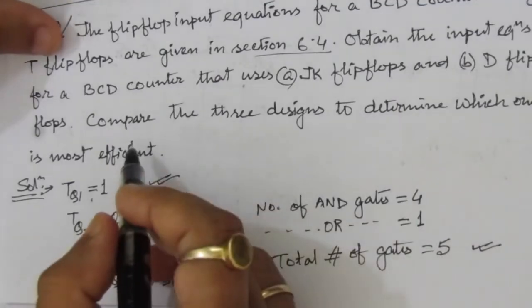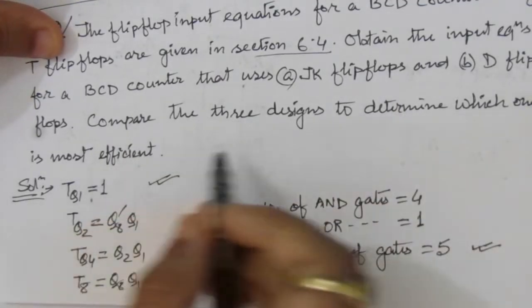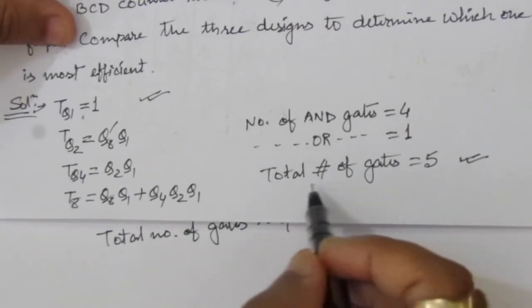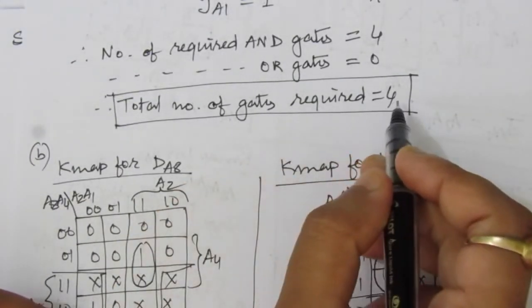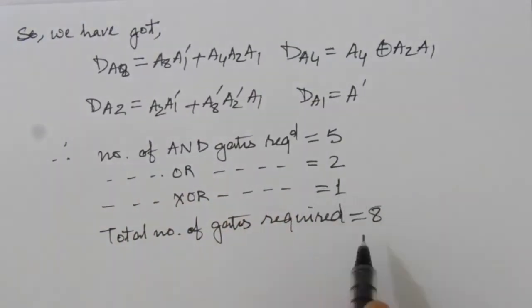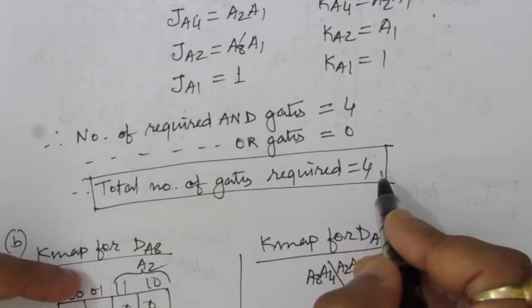Now let us compare these three designs to determine which one is the most efficient. So for T flip-flop we have got that total number of gates required is 5. Okay, and for JK flip-flop total number of gates required is equal to 4, and for D flip-flop total number of gates required is 8. So D flip-flop is the inefficient one. Okay, and the most efficient one is the JK flip-flop because it requires only 4 gates.